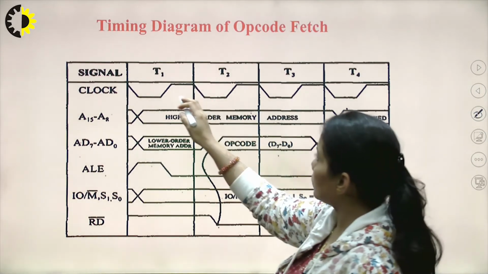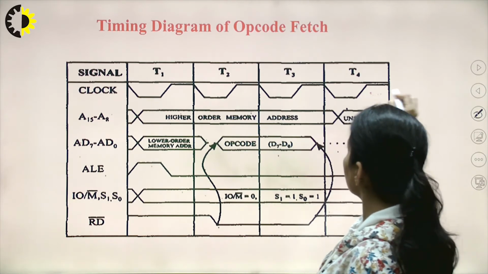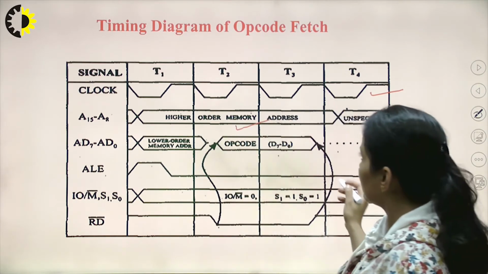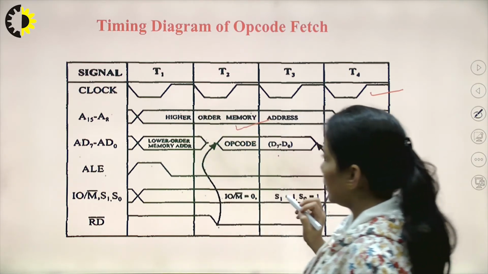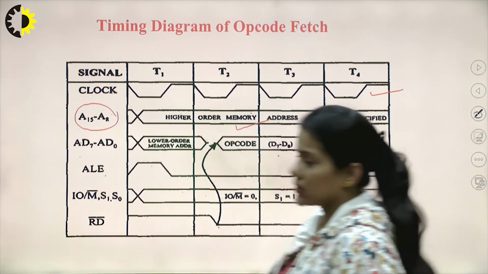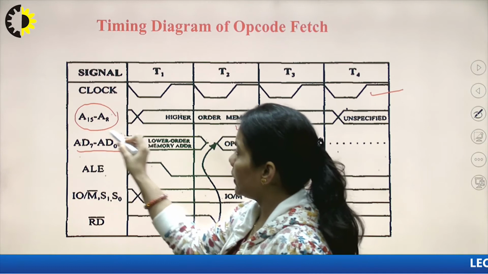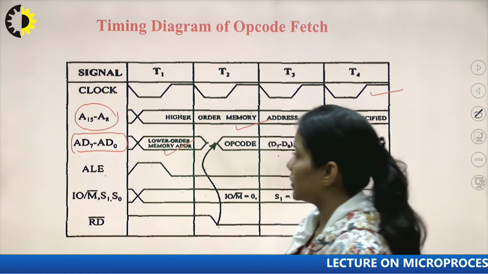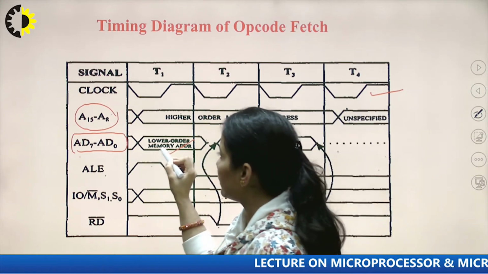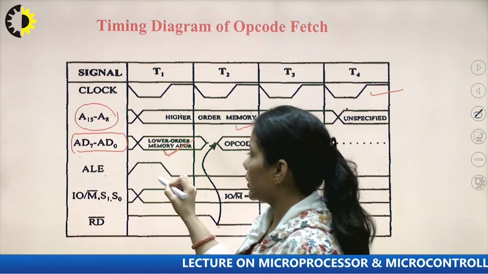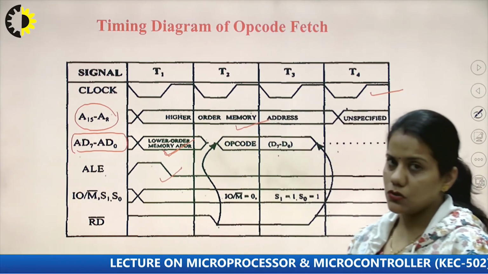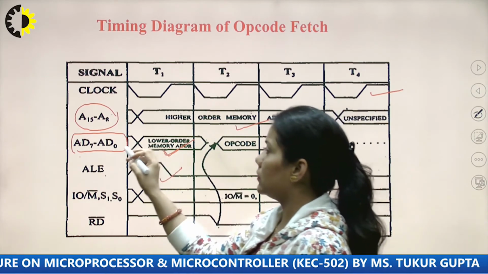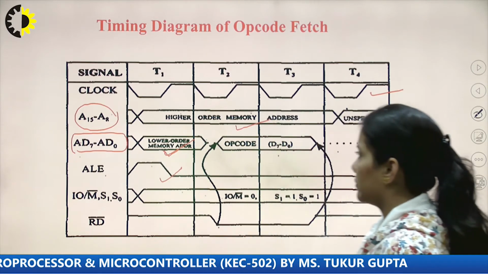This is what is represented by the clock signals. 4 states are there. The higher order memory address is placed during the 3 states T1, T2 and T3 using the A8 to A15 address lines. AD0 to AD7 is used to carry the lower order memory address during the T1 state, but when the address bus is latched, the ALE signal is used. So the high on the ALE signal denotes that the lower order address bus is being latched.